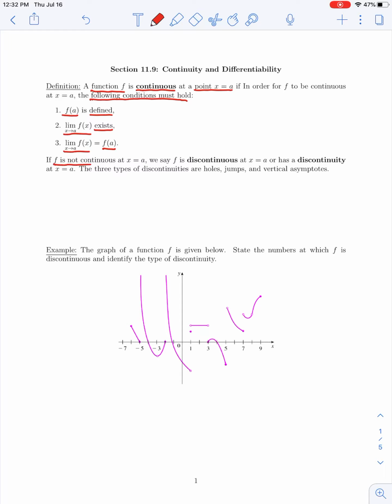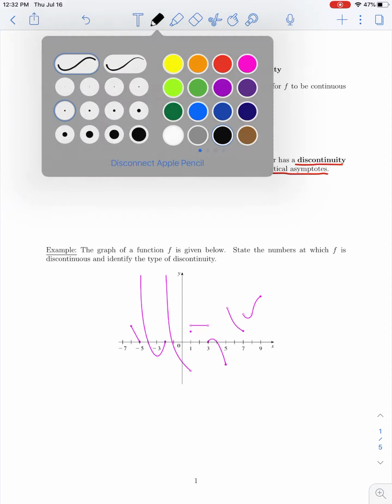Now, if f is not continuous at some point, say x equals a, we would say that f is discontinuous at x equals a, or that the function has a discontinuity at x equals a. And there are three different types of discontinuities that we could have for a function, which would be holes, jumps, or vertical asymptotes in the graph of our function. So let's look at an example of each of these.